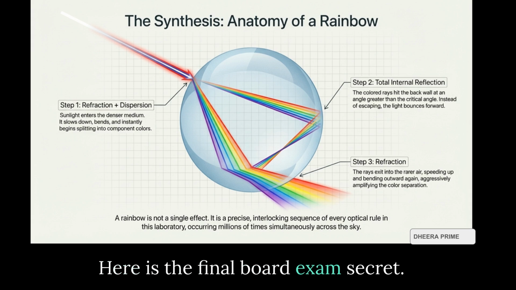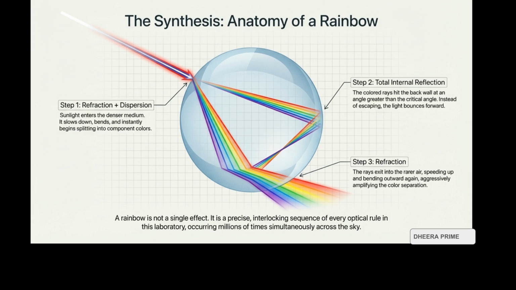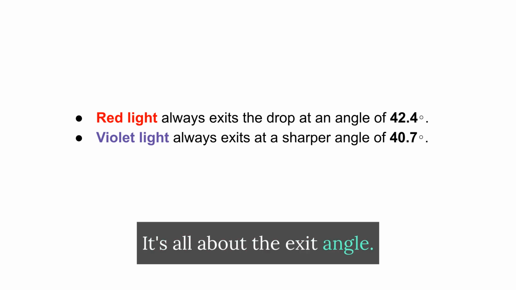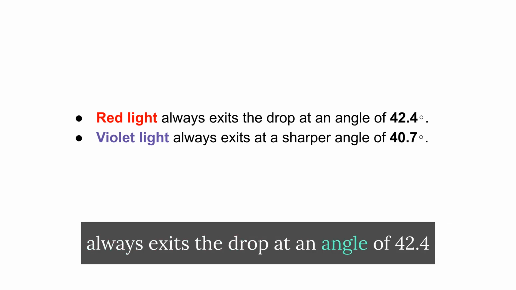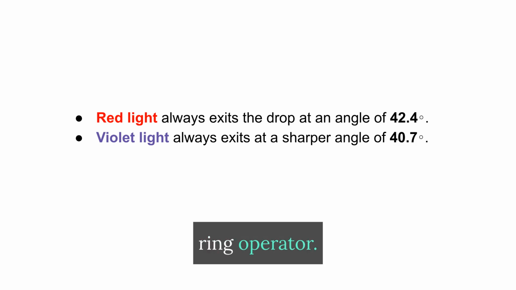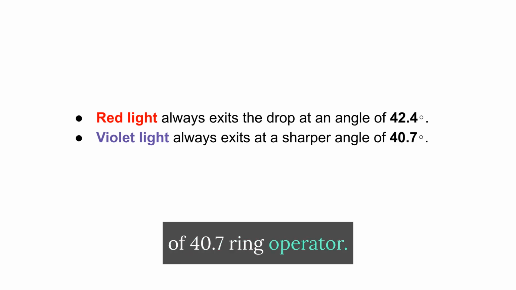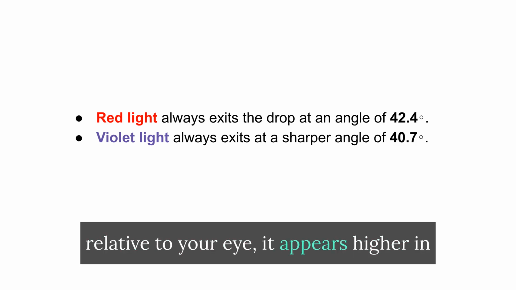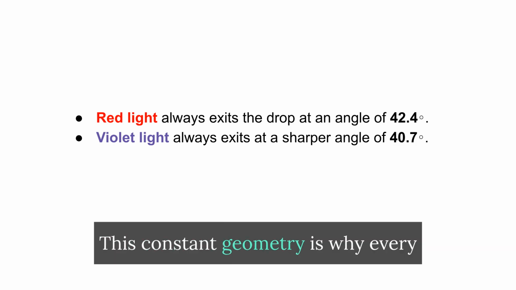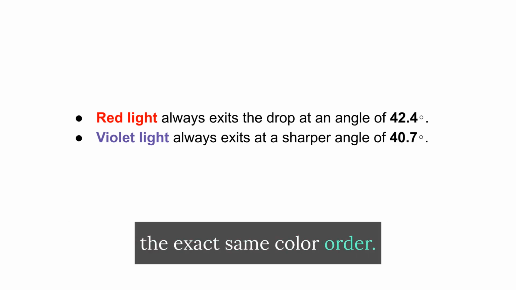Here is the final board exam secret. Why is red always on the outside of the arch and violet on the inside? It's all about the exit angle. Because of their different speeds, red light always exits the drop at an angle of 42.4°. Violet light always exits at a sharper angle of 40.7°. Because red comes out at a higher angle relative to your eye, it appears higher in the sky. This constant geometry is why every primary rainbow in human history has had the exact same color order.